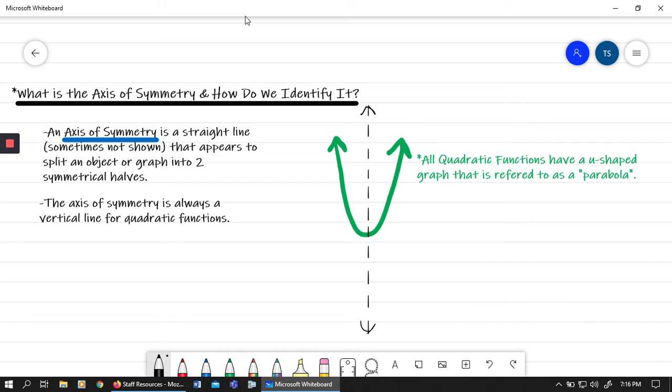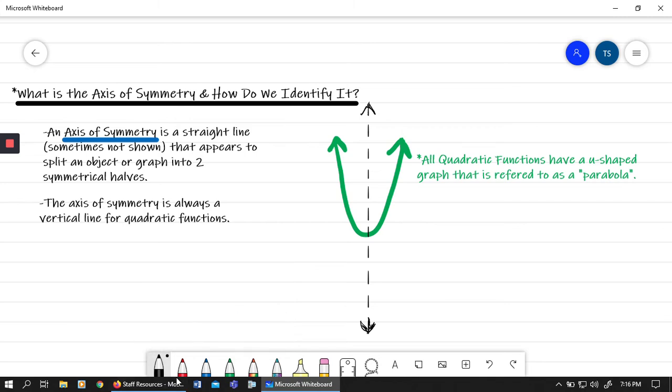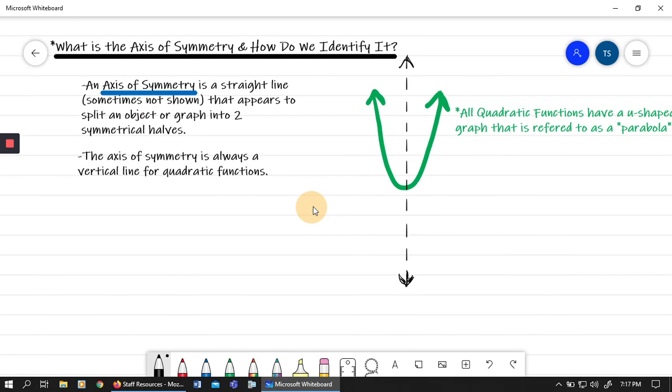So again, for those who are wondering what an axis of symmetry is, what you're looking at right now, this particular vertical line, is an axis of symmetry. The way that we can identify the axis of symmetry based on the standard form for a quadratic function is we have to do a certain calculation.